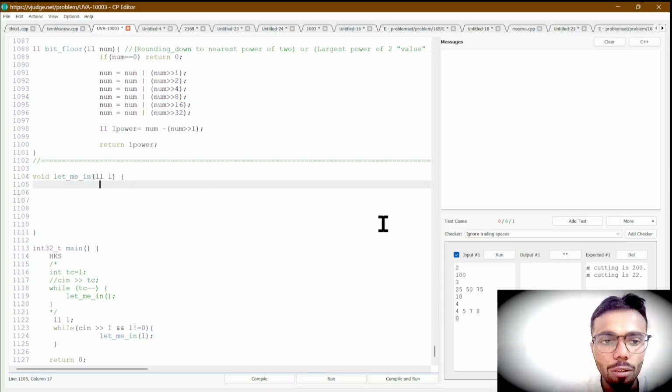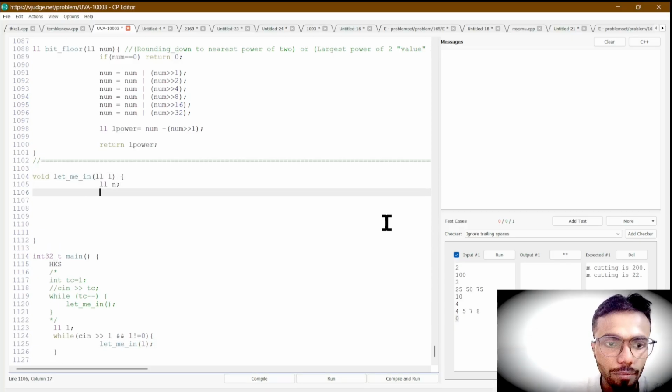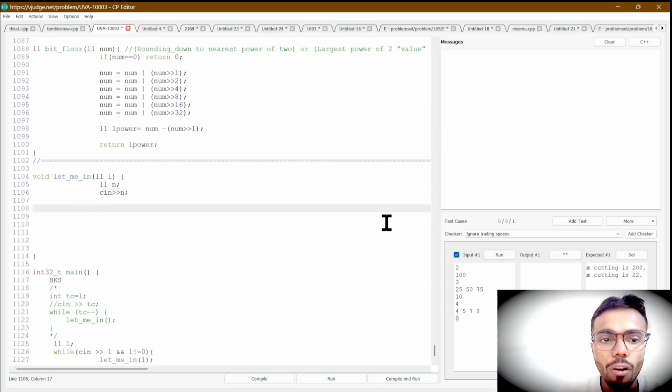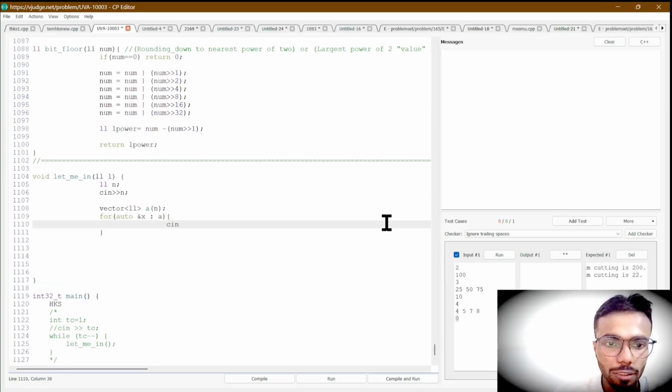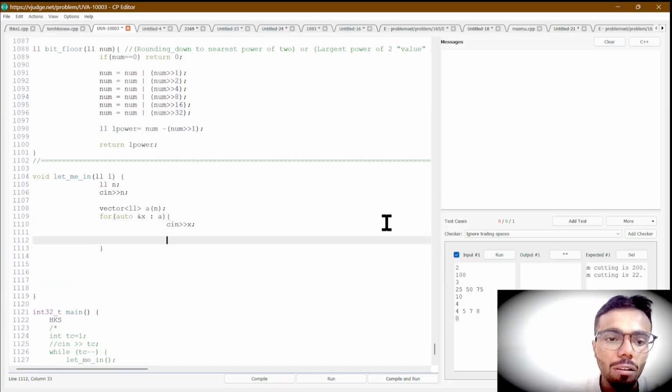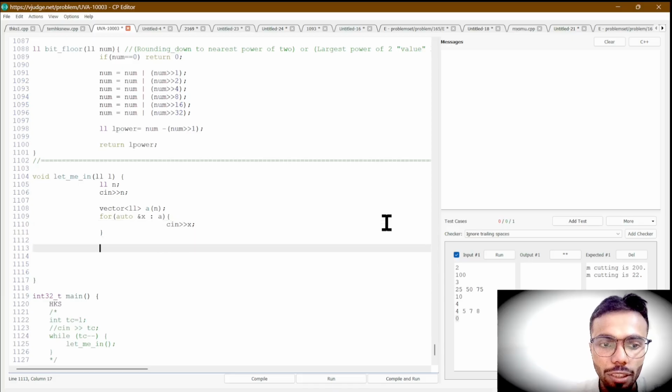Now let me take the inputs here, that is n, basically the number of cuts we need to perform. Okay, the coordinates were given, right? Now let's take the array representing the coordinates. So I'm just taking the input of the coordinates, represented as the elements of the array. So that is fine. Now, guys, we're given the coordinates.